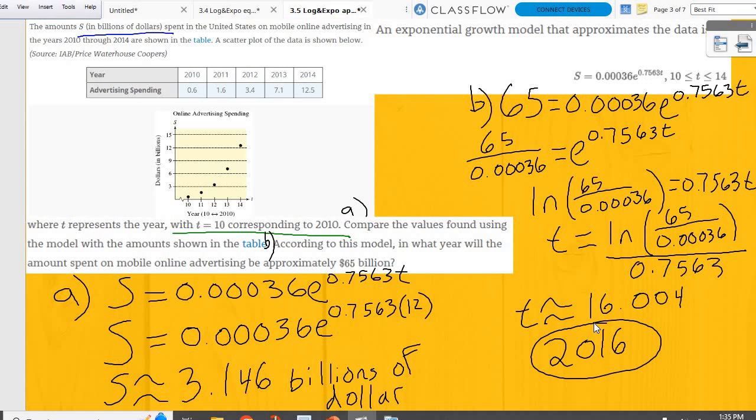Would that be right? Because it has to be less than 14. Yeah, so that's why it says according to the model. So according to this model, it would have been 2016. But because it's after 2014, it might not be super accurate. But that's what it is doing. Other questions?